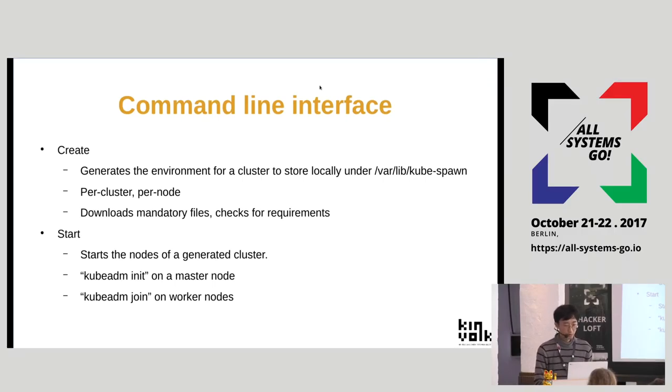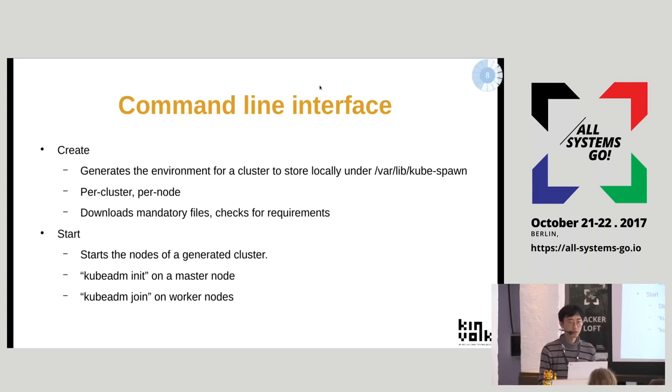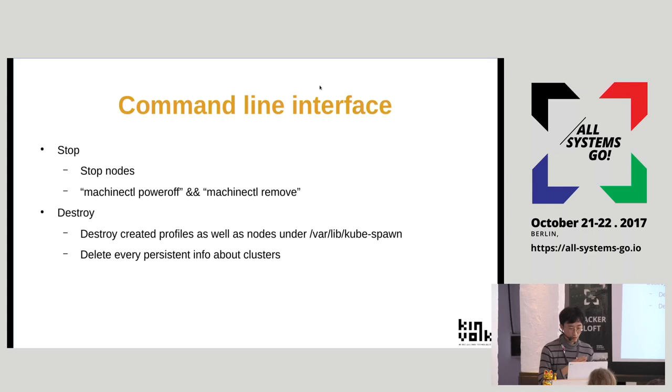So as we already saw, our command line interface is composed of these four different commands: create, start, stop and destroy. This is very basic and intuitive, so you can imagine what each command means. For example, create generates the environment for a cluster and stores every persistent information under /var/lib/kube-spawn, and the start command launches the cluster, as we have already seen. And stop is just a wrapper for machinectl poweroff and removing the images. And destroy is a command for destroying the profiles completely.